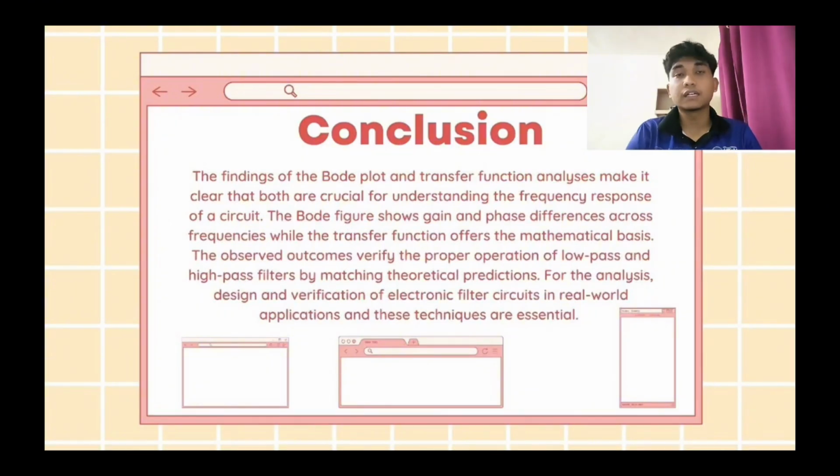And for a conclusion, the findings of the Bode plot and transfer function analysis make it clear that both are crucial for understanding the frequency response of a circuit. The Bode figure shows gains and phase differences across frequency while the transfer function offers the mathematical basis. The observed outcomes verify the proper operation of low-pass and high-pass filters by matching theoretical predictions. For the analysis, design and verification of electronic filter circuits in real-world applications, these techniques are essential. Thank you.